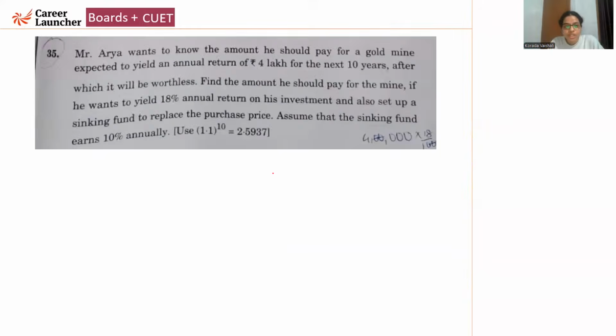So coming down to question number 35, we have Mr. Arya wants to know the amount he should pay for a gold mine expected to yield an annual return of 4 lakh for the next 10 years. And it is given to us, he wants to yield 18% annual return on his investment. So इस केस में we have to make use of the formula of sinking fund.